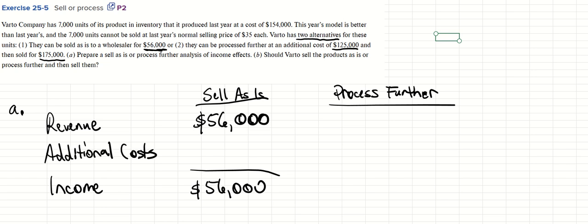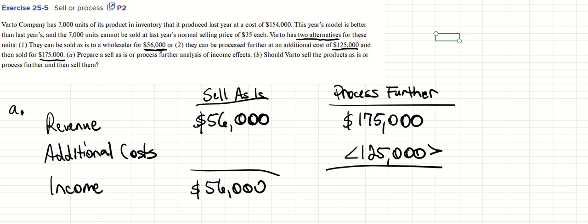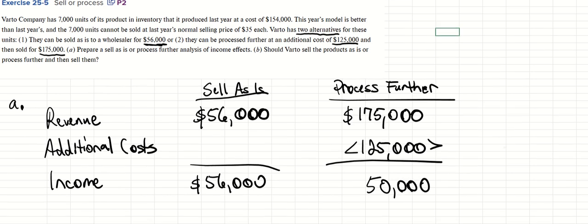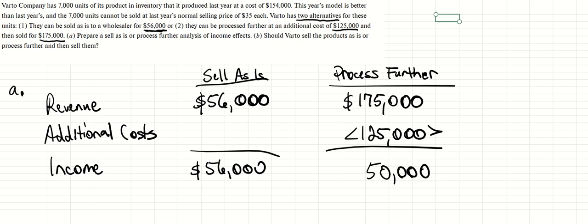Now, if we processed it further, the revenue that will be generated will be 175,000. Okay, and the additional cost will be 125,000. Okay, so the income that's going to come out of processing the product further would be 50,000. So that's your income here. So that's letter A.